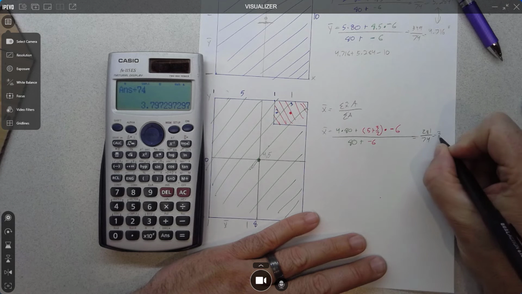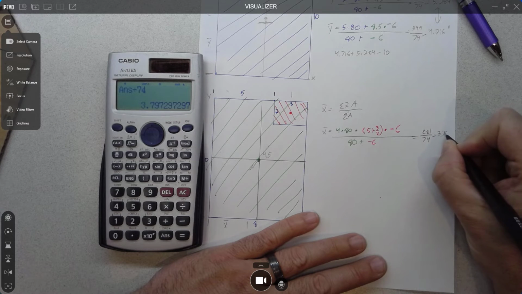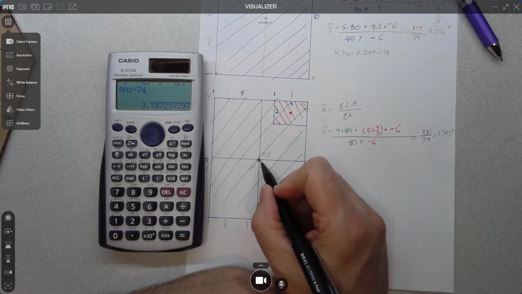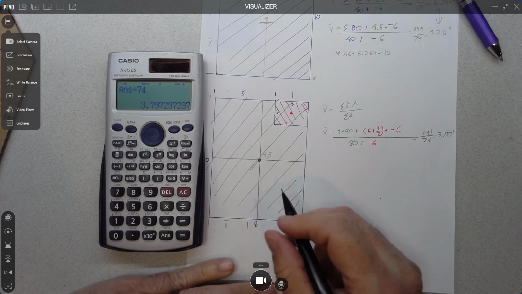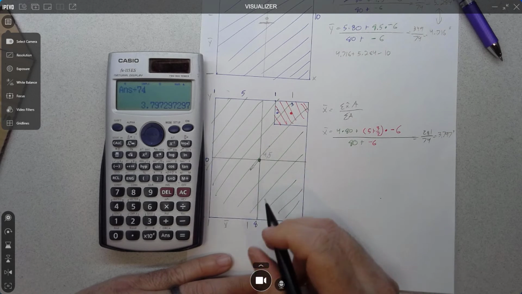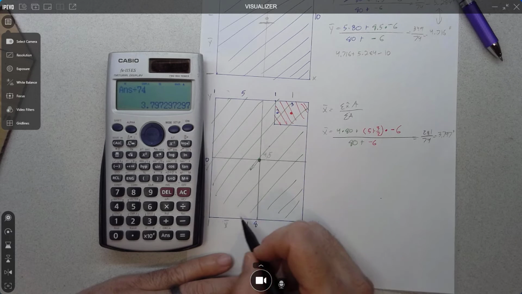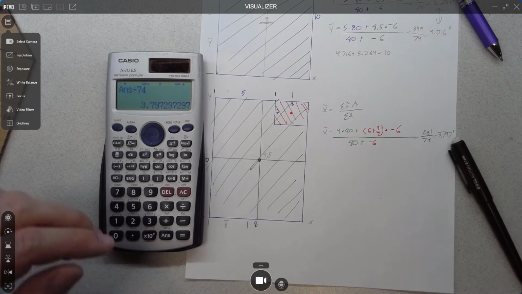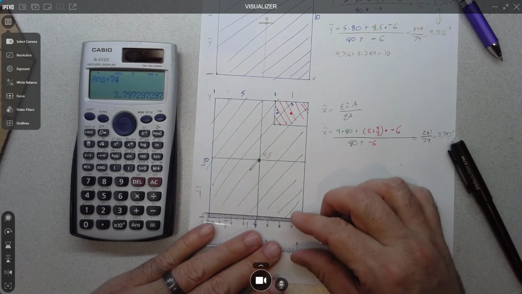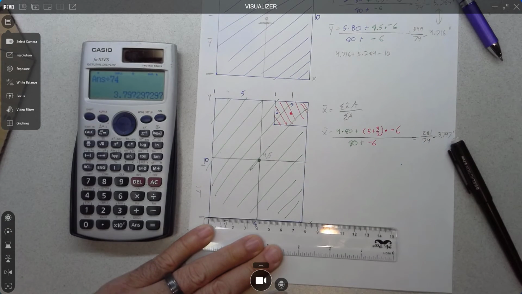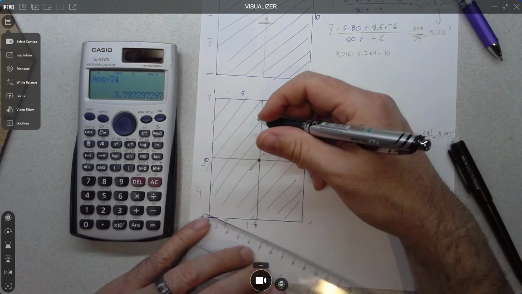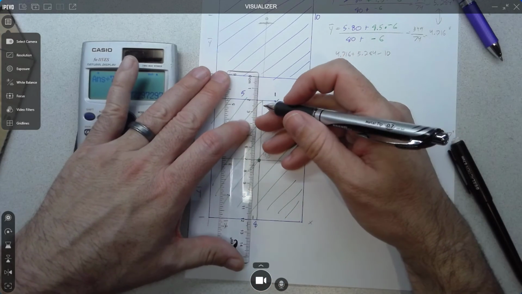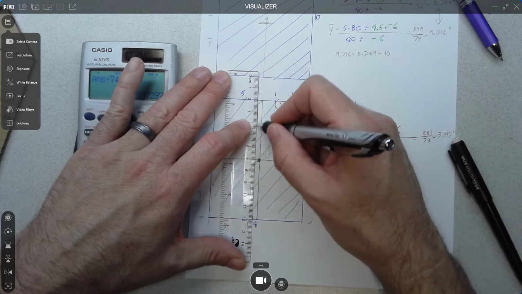So that's 3.797 inches. So we've moved from 4, we've moved over a little less than a quarter of an inch to where this new x bar is. To get to right there, it's 3.797 from the left side. So if I come over, .79 is right about in there. So our axis in that direction shifted about that much.